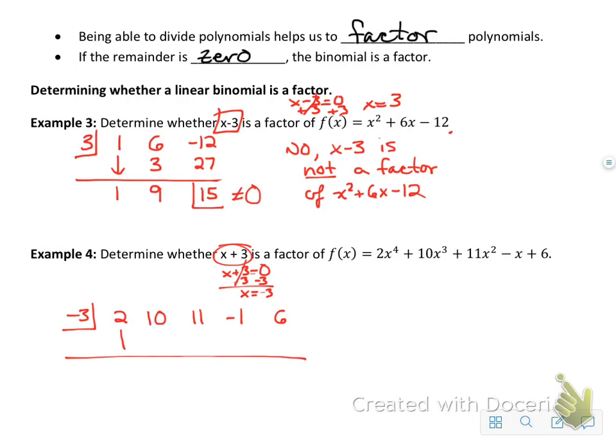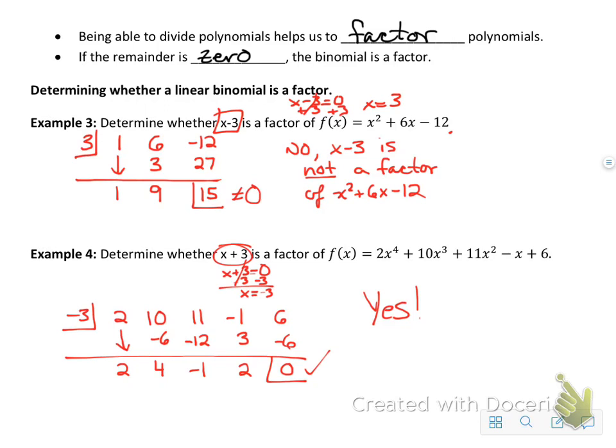So, we take our 2 and we bring it down. That's always the first step. Then we multiply the 2 by the number in the top left-hand corner, and we get negative 6. 10 minus 6 is 4. 4 times negative 3 is negative 12. Negative 12 plus 11 is negative 1. Negative 1 times negative 3 is a positive 3. So negative 1 plus 3 is 2. 2 times negative 3 is negative 6, and 6 minus 6 is 0. That makes us very happy. That means that the answer is yes. Because the remainder is 0. You're not left with anything. Alright, so that's synthetic division.